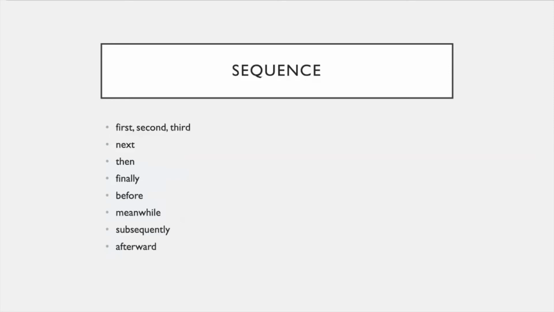Next, we have transition words that indicate some type of sequence, right? So this is indicating that there's going to be a chronological order to the ideas of the way the sentences are arranged in that particular paragraph. So these transition words can include words like first, second, third, next, then, finally, before, meanwhile, subsequently, and afterward.